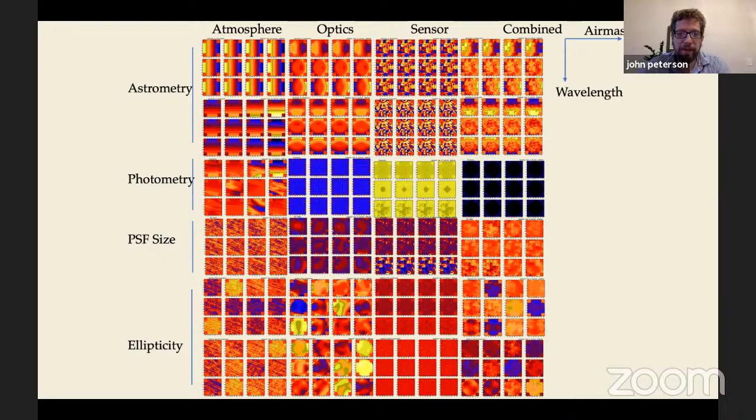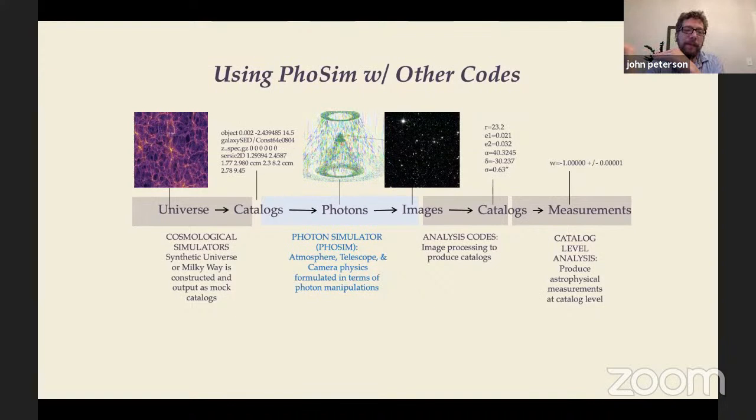On the other hand, if you're interested in just getting realistic images out of PhoSim, people can do all sorts of things to generate catalogs, throw those catalogs into PhoSim, produce images, use their favorite analysis code to produce output catalogs, and then make a series of measurements just to see if they recover what they put in.